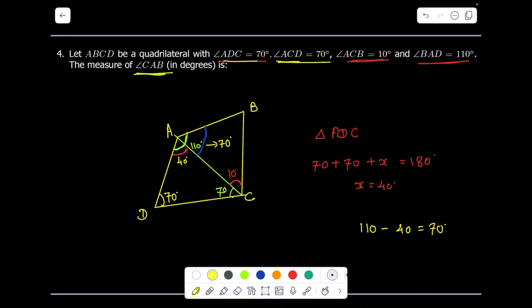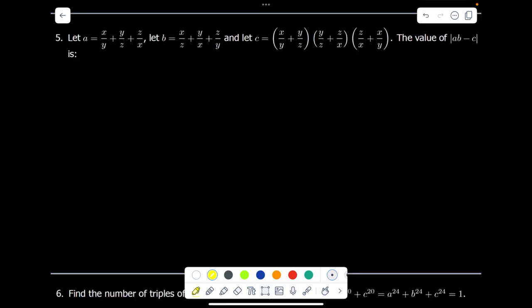Let's solve the next question. Question number 5 is: let A is equal to X by Y plus Y by Z plus Z by X. Let B is equal to this value and C is equal to this value in terms of X, Y and Z. Here we need to find the value of mod of AB minus C. So first 4 questions were really easy. 5th question ko thoda sa difficult banane ki koshish ki hai.